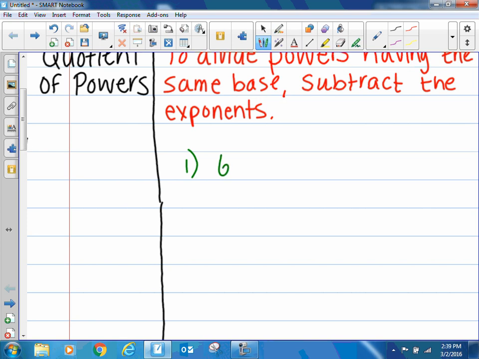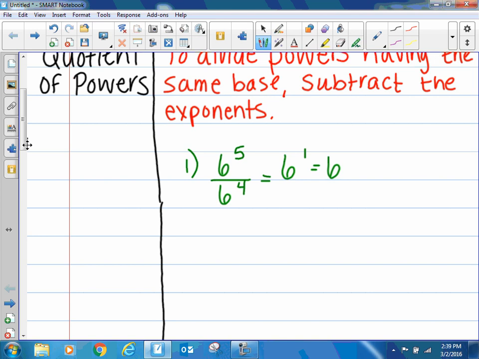We have 6 to the 5th, and that is divided by 6 to the 4th. So we subtract the exponents. We have 6 to the 5th minus 4. 5 minus 4 is 1, so we have 6 to the first power, and that is equivalent to just 6.